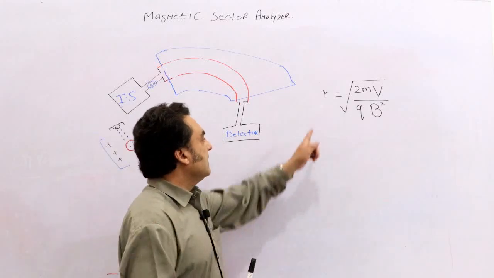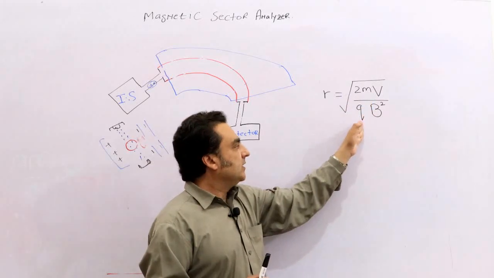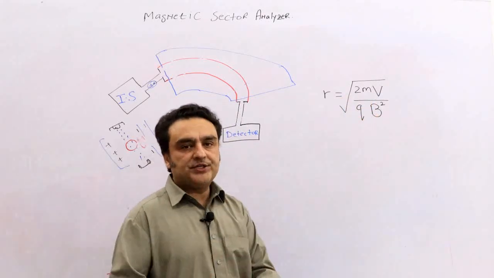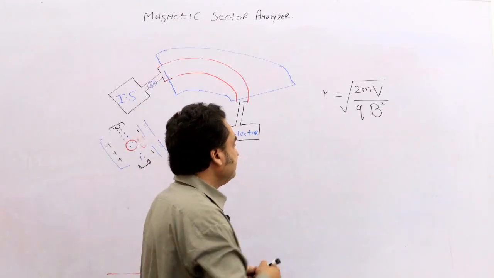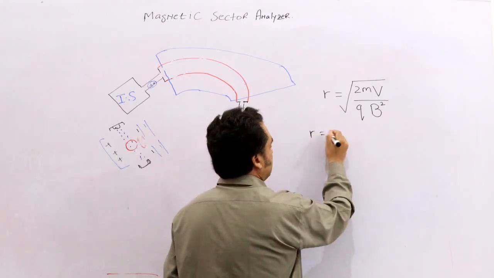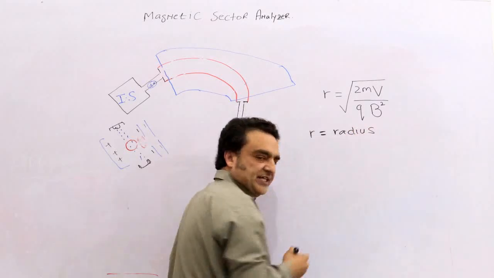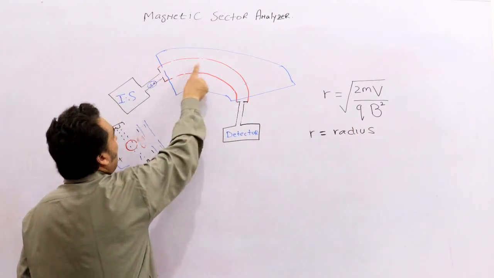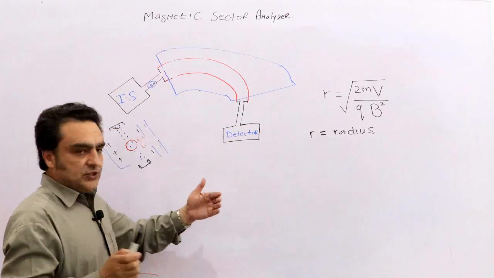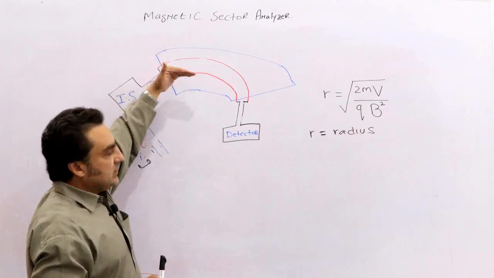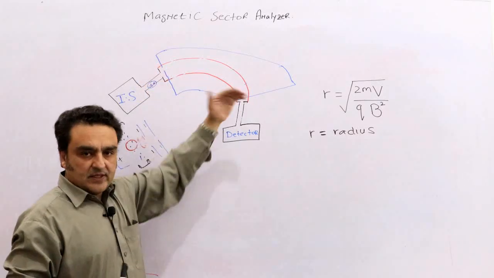Okay, this is the equation, which is R is equal to the square root of 2mV over q B squared. Okay, what is R? R is the radius. What radius? Radius of this arc, this circle. As I told you, this is the circle, it is moving like this. Okay, this is because it is deflected.